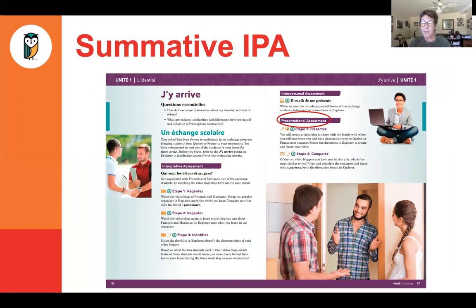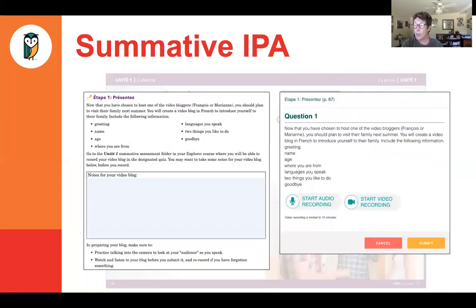And the last part is the presentational task, where students create their own video blogs similar to the ones they watch to introduce themselves to the exchange student and their family. There is a PDF available where students can plan out what they will talk about. They can also record the video right in our online platform without the necessity of other external recording equipment. Notice that students once again are provided a checklist of things to include.